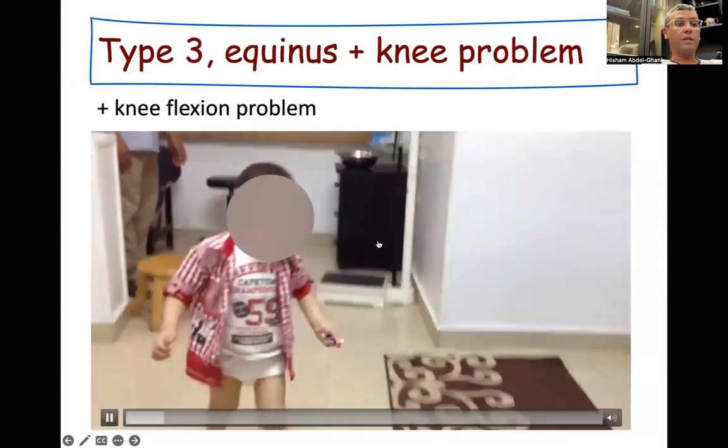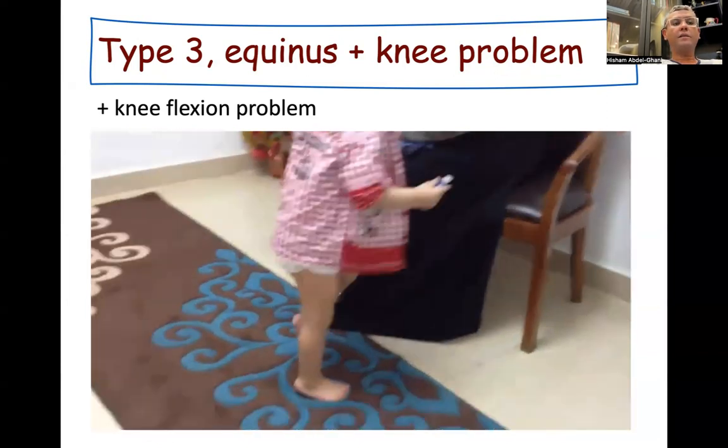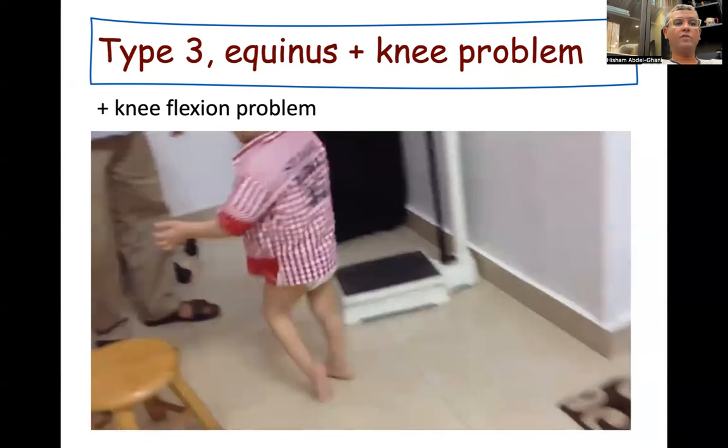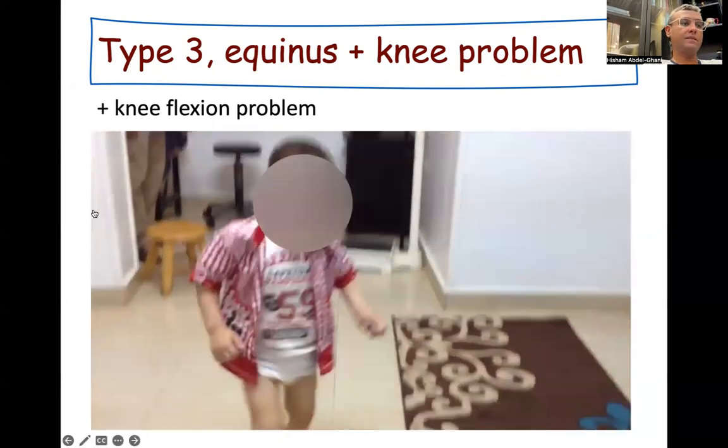In mid-stance, the knee is flexed in addition to the equinus deformity. This is another example. Look, it is jumper gait. It is unilateral jumper gait. In jumper gait, the knee is flexed and there is equinus deformity and the child cannot achieve full knee extension. This is in contrast to type 2, where the patient is in equinus but can achieve full knee extension in the mid-stance phase.